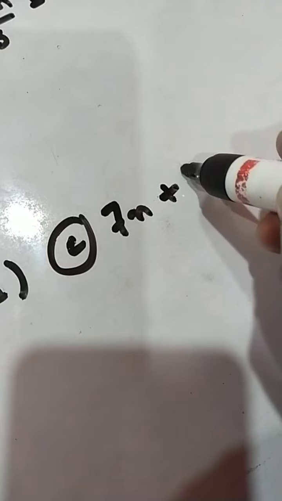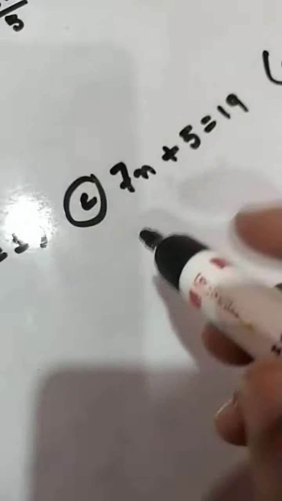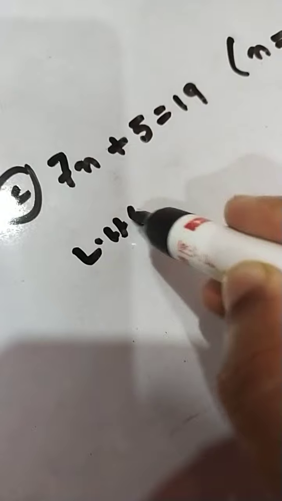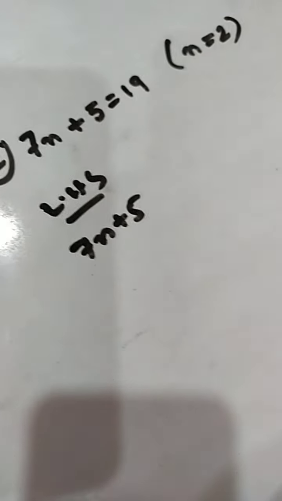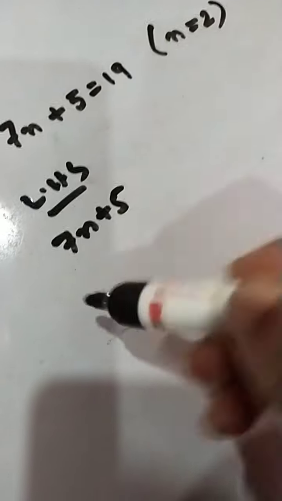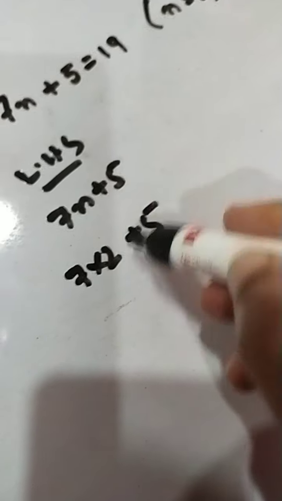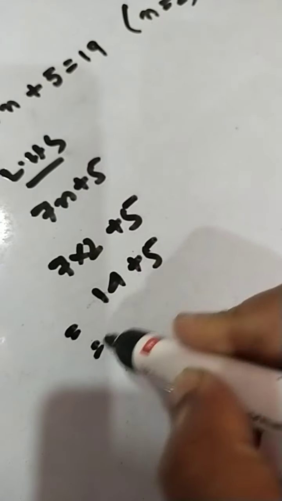C. Now sum number C, we have an equation that is 7n plus 5 is equals to 19, and this time the value of n is given 2. Now again n is on the left hand side, so we'll write LHS and we'll write whatever is given on the LHS. Now in place of n we'll put 2. So 7n means 7 into 2 plus 5. Now 7 2s is what? 14 plus 5, and this will give me 19.